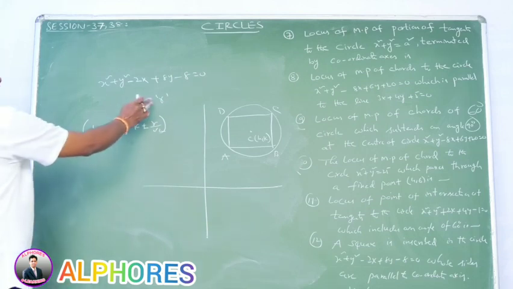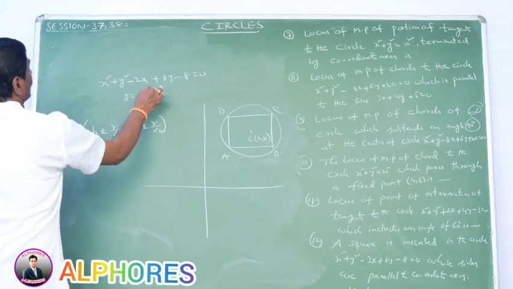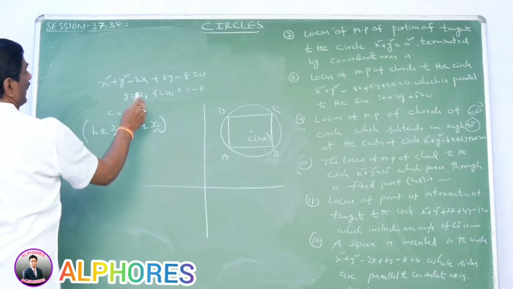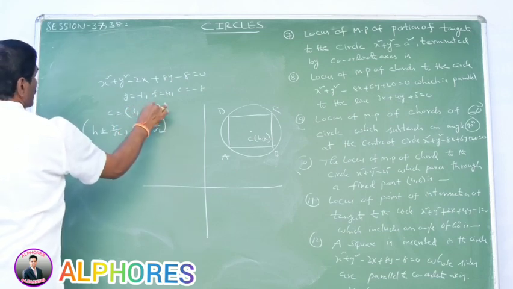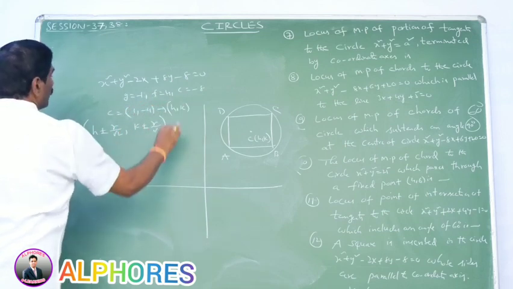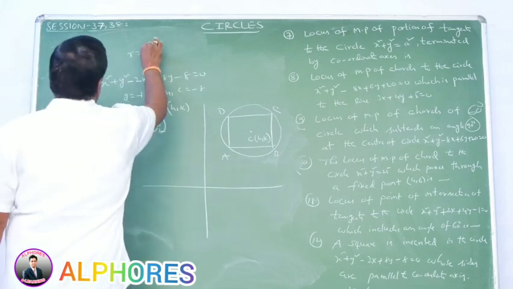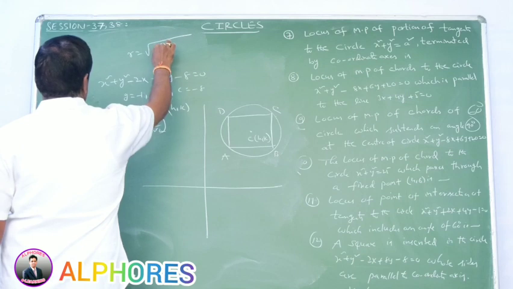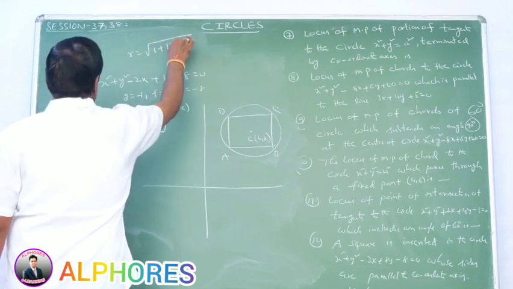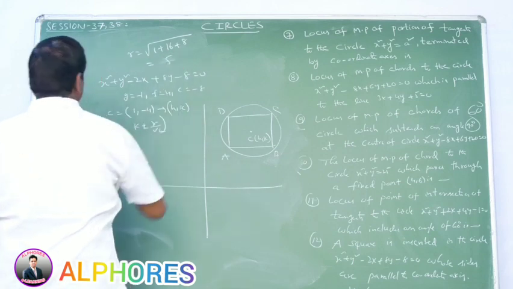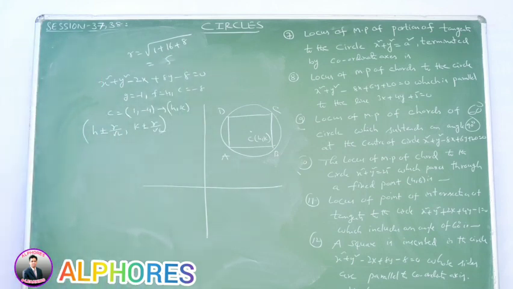What is the value of the center here? g = −1, f = 4, c = −8. The center of the circle is (−g, −f), which means (1, −4). That means (h, k) = (1, −4). And the radius of the circle r = √(g² + f² − c), which is 1 + 16 + 8 = 25. Root 25 means 5. The radius of the circle is 5.